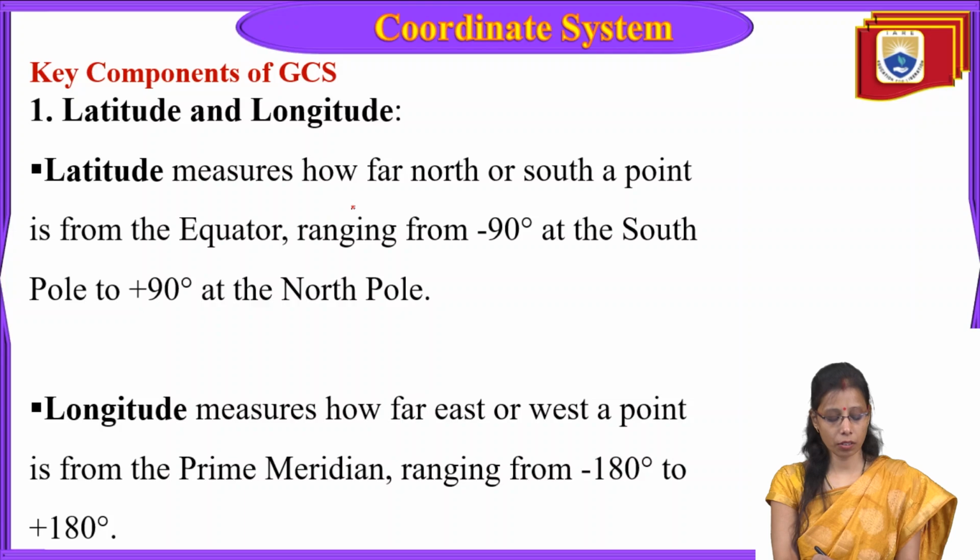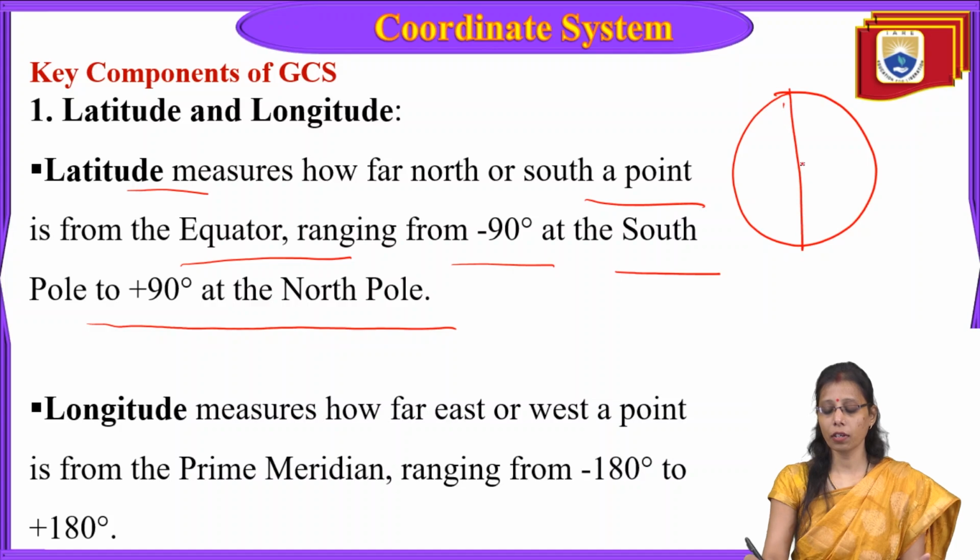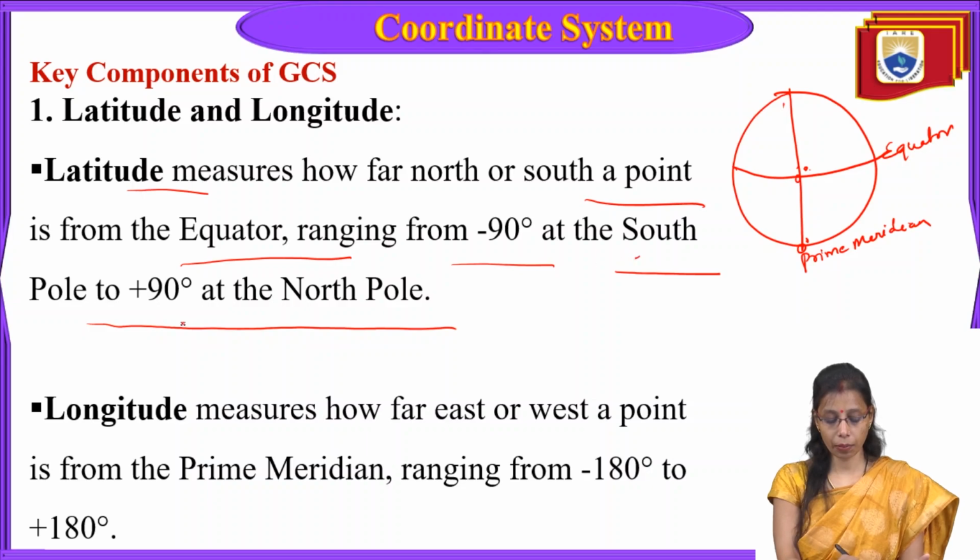In previous lectures also we have discussed latitude and longitude. Latitude measures how far north or south a point is from the equator, ranging from minus 90 degrees at the south pole to 90 degrees at the north pole. So here you have the equator, here you have the prime meridian. This is 0 degrees. From 0 degrees you go to minus 90 degrees south, plus 90 degrees north.